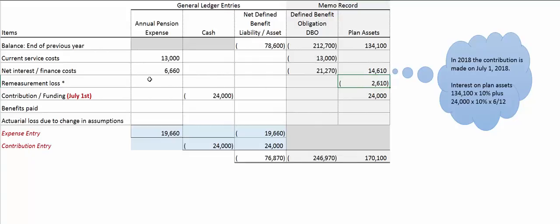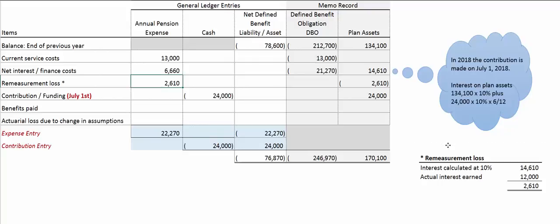This $2,610 represents a measurement loss to us. It's an additional expense, and it's called a remeasurement loss. Now, I have here just shown a slightly different calculation, same thing, just showing interest calculated 10%, 14,610, actual interest earned 12,000, so that I've calculated the remeasurement loss to be 2,610. Okay? Different ways of showing the same thing.